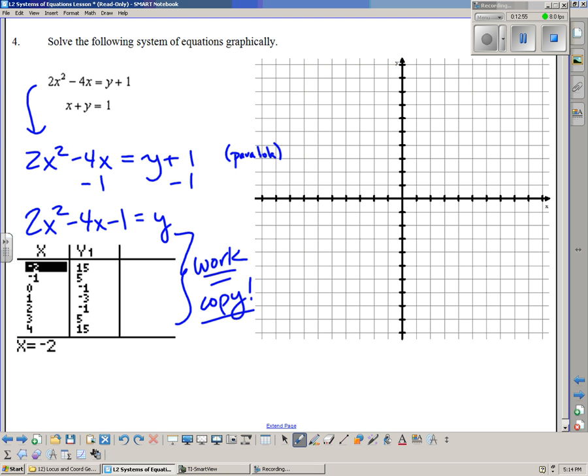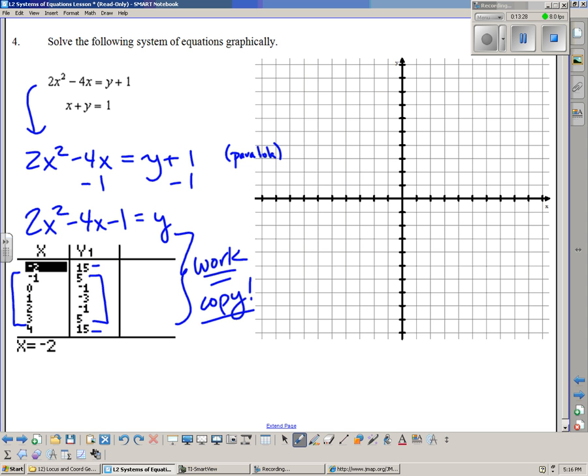Now, I suppose what's interesting about this is that these points are too big. If we just use this grid that they gave us, the 15s won't fit. So I won't use the 15s at all when I graph. I'm just going to graph these points, which will be fine for us.